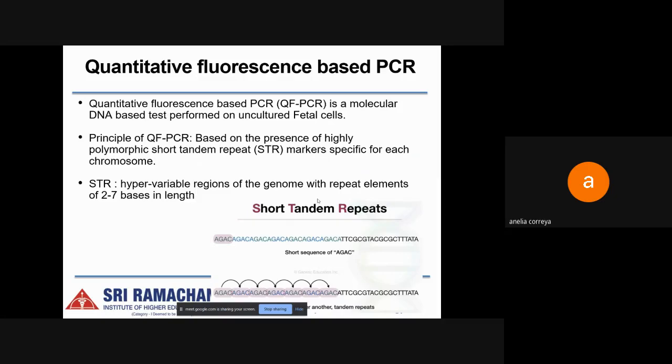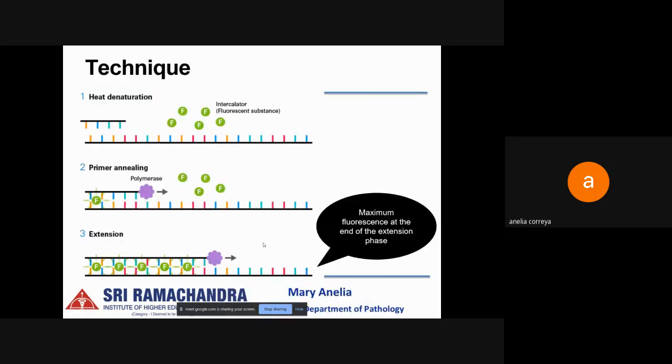The next test is quantitative fluorescent-based PCR. It generally uses uncultured fetal cells. The main principle of this test is that we use polymorphic short tandem repeats, which are specific for each type of chromosome. So what are these short tandem repeats? These are basically hypervariable regions in the genome with repeated elements of about 2 to 7 base pairs. For example, we are able to see these repeated base pairs in this particular segment of the genome.